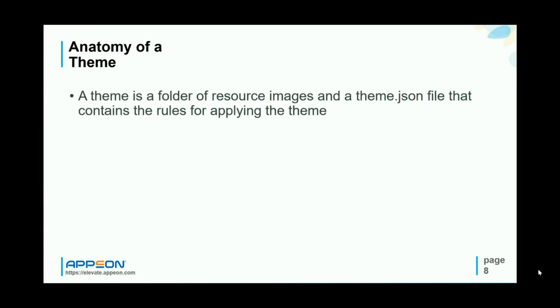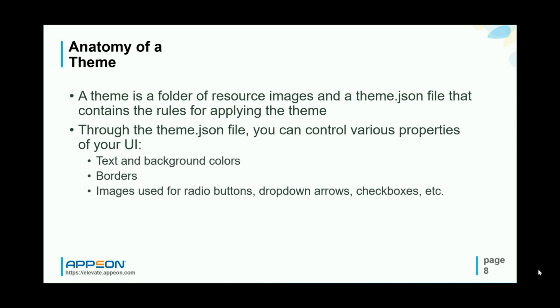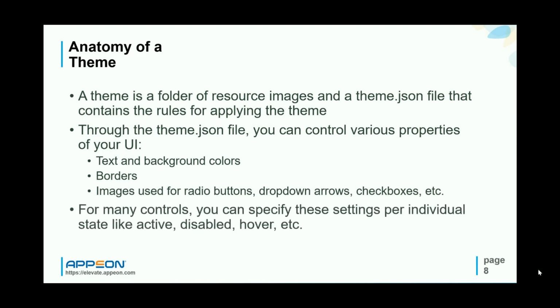Okay. So what are themes? A theme is basically a folder containing a bunch of image files and an instruction file in JSON format called the theme.json file. That instruction file lets you control the colors, the border styles, and the images used for various UI controls. So you can theme text and background colors, borders, and then what images are used for the various glyphs, radio buttons, drop-down arrows, checkboxes. And for a lot of the controls, you can actually theme by state: hover, active, disabled, etc.